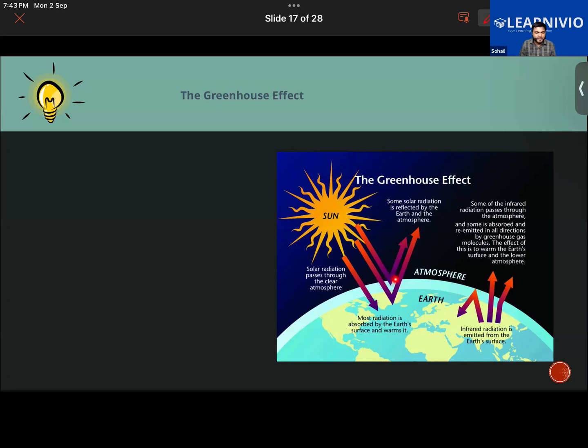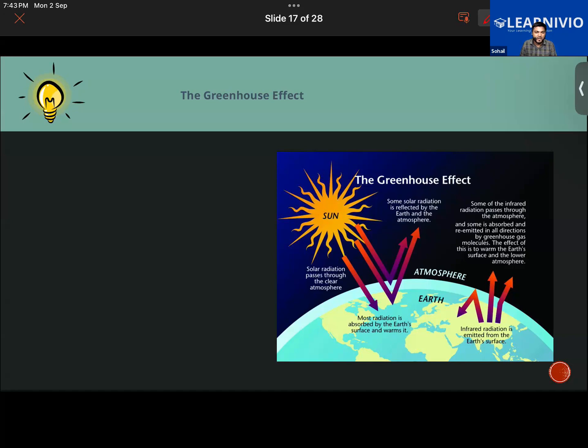That can trap the heat of the sun. Also, water vapor can trap the sun's radiation. The trapping of the heat of the sun's rays by gases like carbon dioxide, methane, water vapor, or chlorofluorocarbon is called the greenhouse effect. And due to the greenhouse effect, what is happening? The temperature of the earth is increasing nowadays.